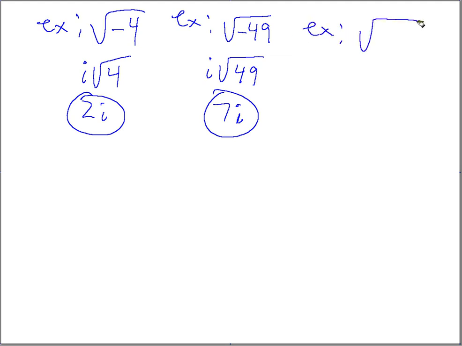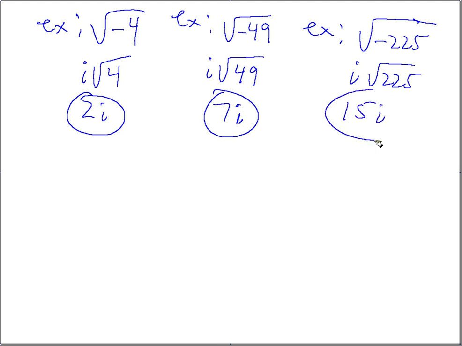How about the square root of negative 225? Again, that's going to be I radical 225. And what's that on your calculator? Well, 15, right? Root 225 is 15, so 15i. All right, so no big deal. Let's try one that's not a perfect square.